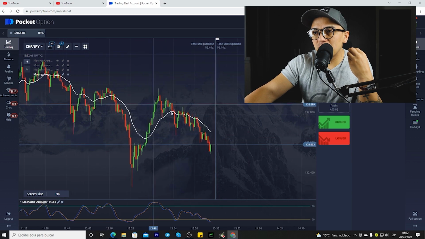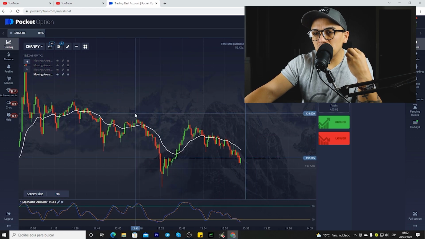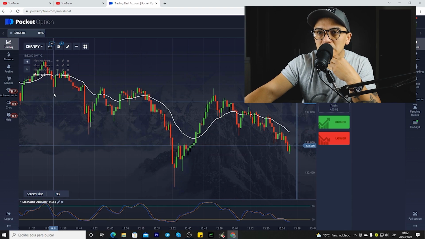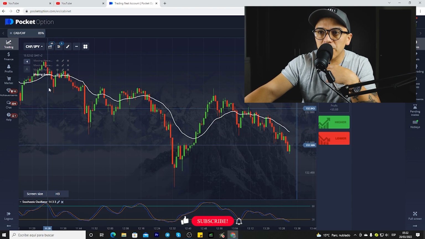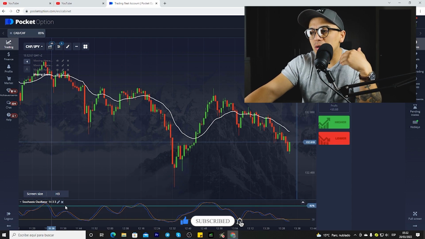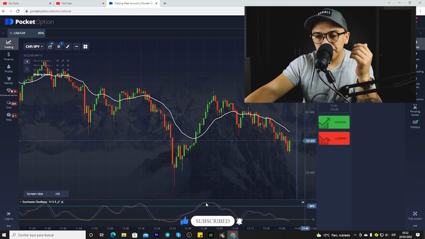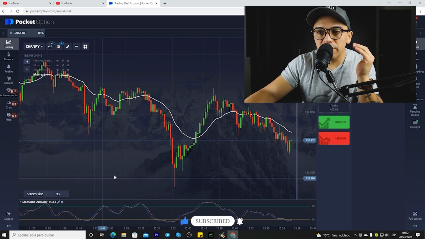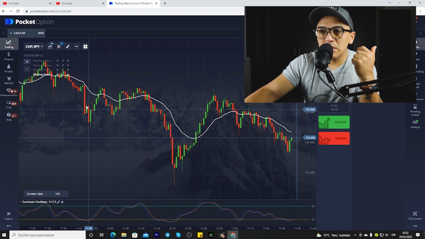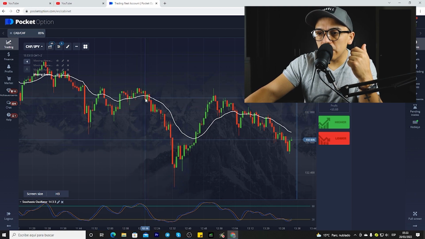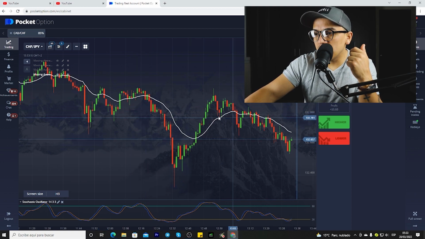But if you notice, we have a short downtrend. So we have a downtrend here that tells me I can trade for a put the moment the stochastic oscillator crosses going down and it's above the 80 level. That is the best moment to trade for a put. And we can see that this pattern repeats again here and again here and again here.